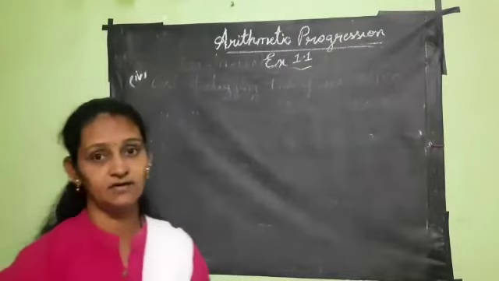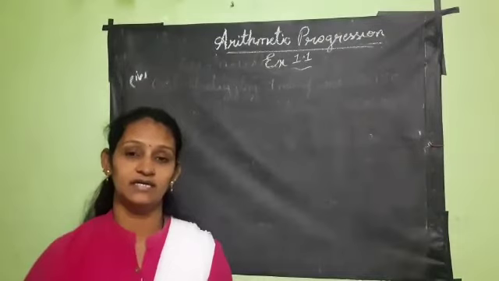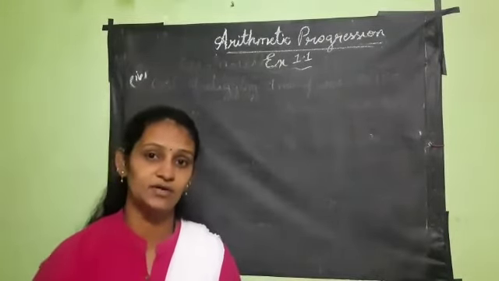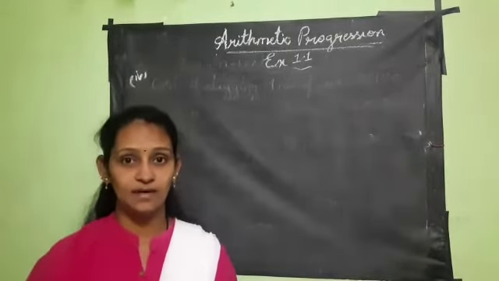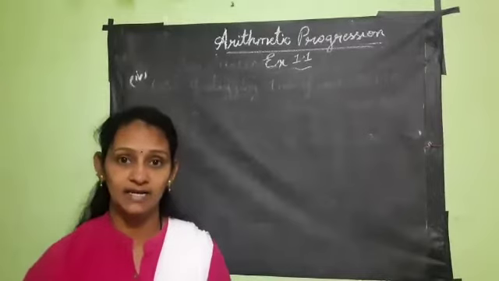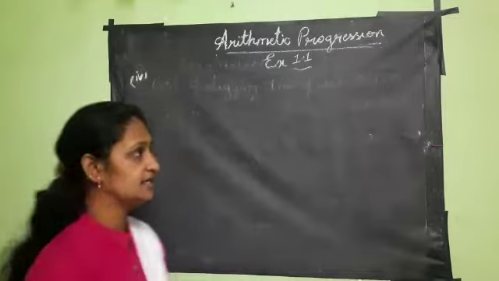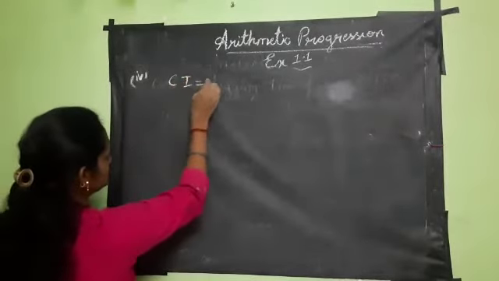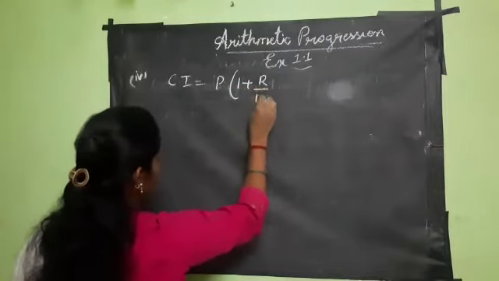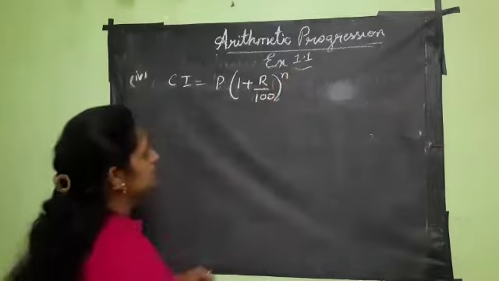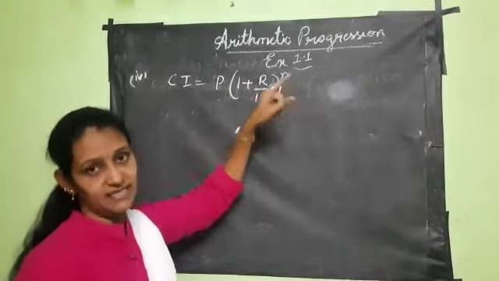Before writing the given data, let me recall the formula to find compound interest. The formula is principal amount into 1 plus r by 100 whole raised to n. That is, compound interest is given by P into 1 plus r by 100 whole raised to n. Here r is the rate of interest, P is the principal amount, and n is the number of years.